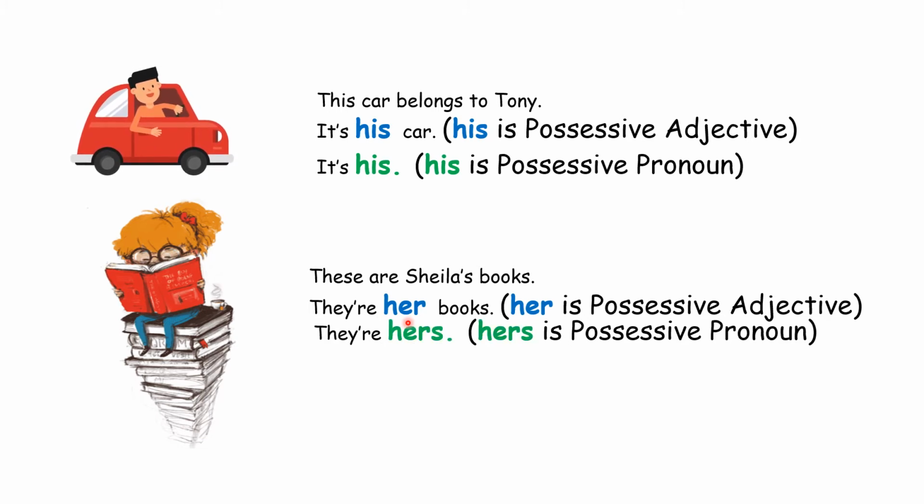Or we can also say, "They're hers." They're still refers to all these books here, while hers refers to Sheila as a girl in the possessive pronoun. Please remember, we use her or hers to refer to a girl or a woman.